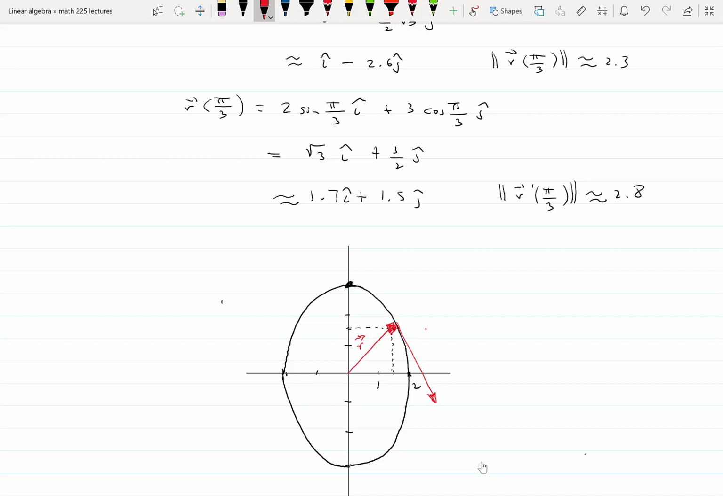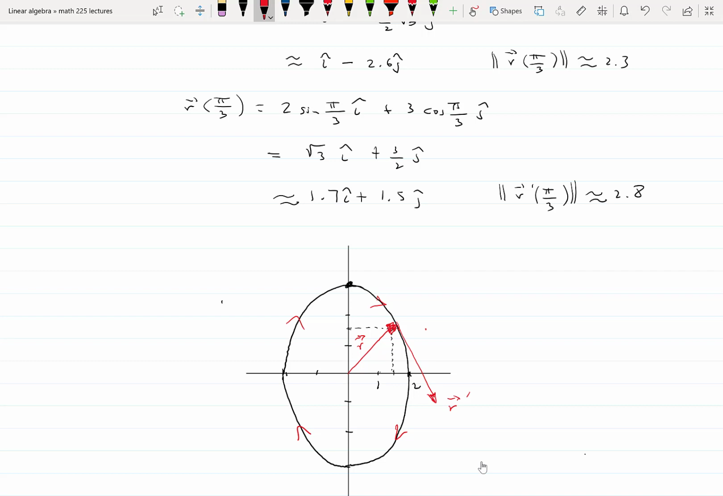I found their lengths earlier, so I could see how they would compare if I actually drew them. R has a length of about 2.3. R prime has a length of about 2.8. So R prime looks a little long according to what I've drawn. At least I've drawn R prime actually tangent looking. But there you go. R is a position vector, R prime is a tangent vector, and R prime is pointing in the direction of motion. As I mentioned, R prime is going to have much more meaning for us. It's going to give us the velocity of the object or particle.